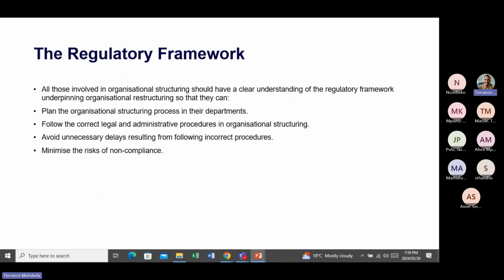Now, like I said, as you're busy restructuring your organization, you must follow what we call the regulatory framework or legislative frameworks, because this is when you get to plan the organizational structuring process very well within your department. You also make sure that you're following the correct legal and administrative procedures in your organizational structuring, to avoid unnecessary legal cases that can delay you because of using incorrect procedures. It can also help you minimize the risk of non-compliance. The goal here is that you want to comply with the government and how they want you to comply.